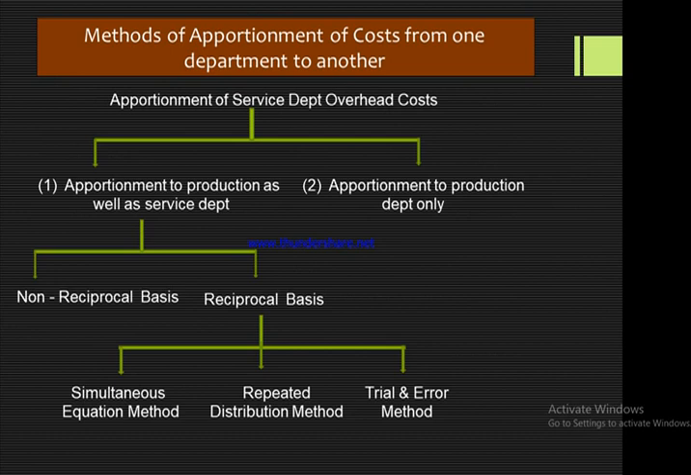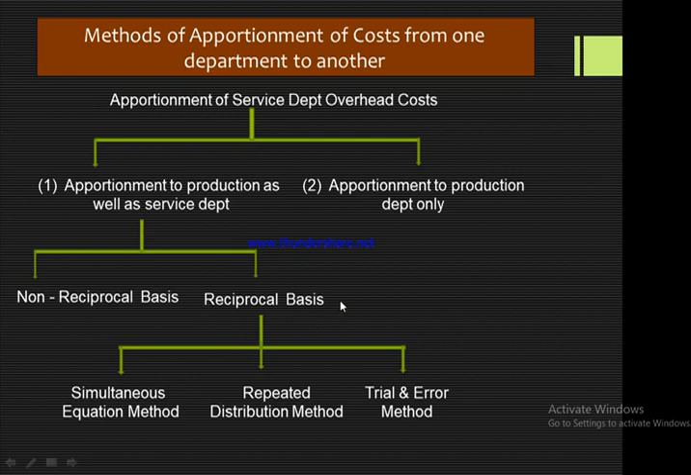When we speak about the different methods of apportionment of cost from one department to another department, the service department is categorized into two. One is apportionment to production as well as service department. The other is apportionment to production department only. For apportionment to production as well as service department, here we again have two methods: non-reciprocal and reciprocal basis.